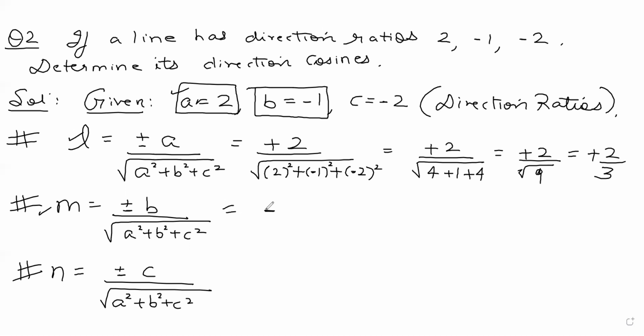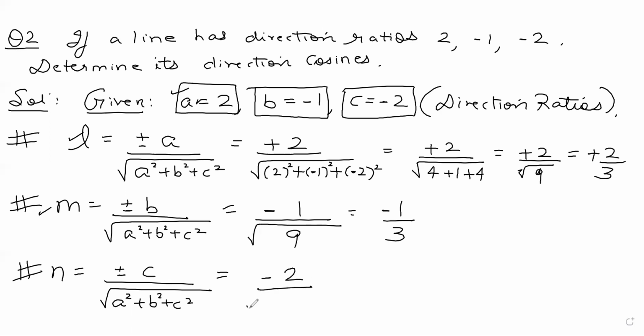So it's going to be minus 1 upon square root of, we just found out guys, a square plus b square plus c square comes out as 9. So minus 1 by 3. Similarly, what will be the sign of N? Look at the sign of C. C is negative. So N will also be negative. So this will be minus 2 upon the square root of a square plus b square plus c square, which is 9, and square root of 9 is nothing but 3.